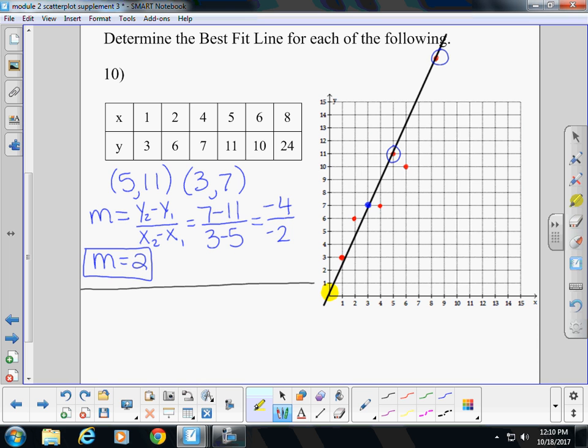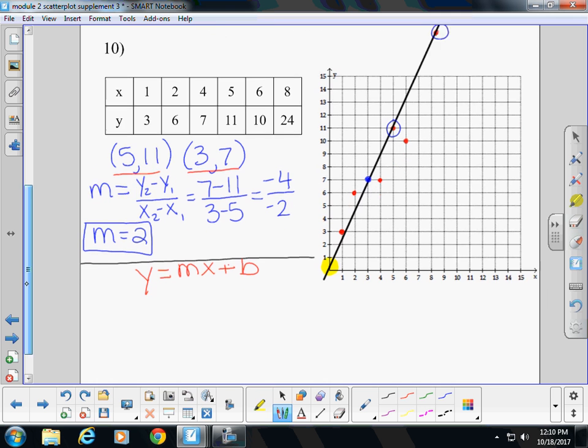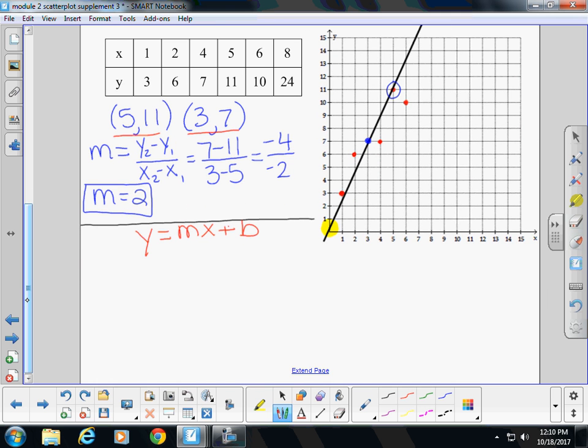Okay, so now to find the b, I'm going to use y equals mx plus b. Okay, m remembers 2. And I'm going to use one of my 2 points up here for my x and my y. Now if you use 2 different points to get your m, you would use one of your 2 points to get your b. So I'm going to use my 3 and my 7. Okay, so I'm using m is equal to 2, and I'm going to use my point x, y. I'm going to use the 3 and the 7.